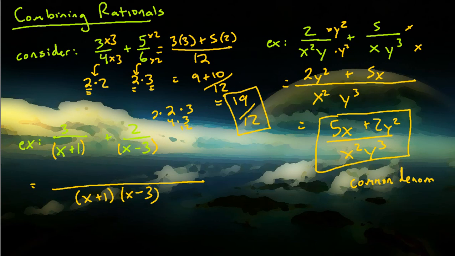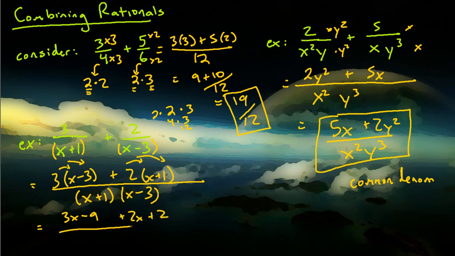So now I think, what do I multiply this fraction by? Well, what's missing in this denominator is the x minus 3. So x minus 3. Copy my plus 2. Now what's missing in this denominator is x plus 1. And now I have a little bit more work to do. I'm going to distribute in. So I'm going to get 3x minus 9 plus 2x plus 2 all over.